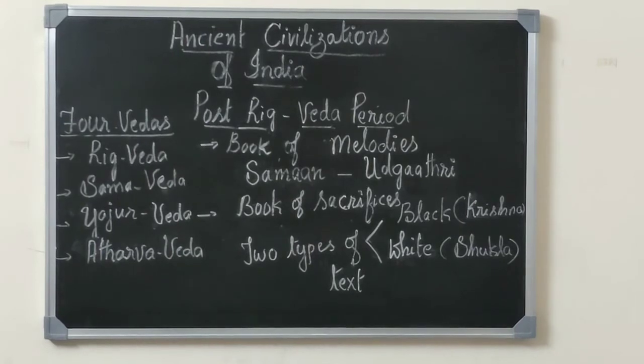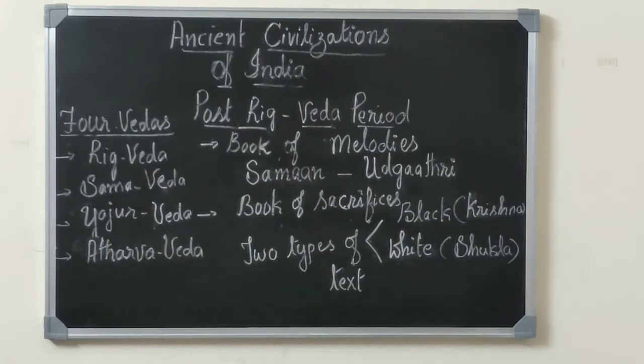Today I am going to continue ancient civilizations of India. In this, we are going to learn about the post Rig Veda period. In our last class, we discussed the four Vedas: Rig Veda, Sama Veda, Yajurveda and Atharva Veda.